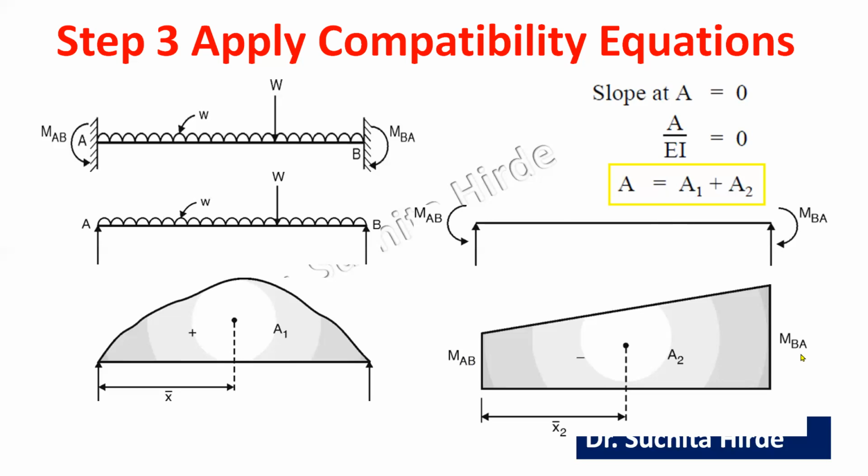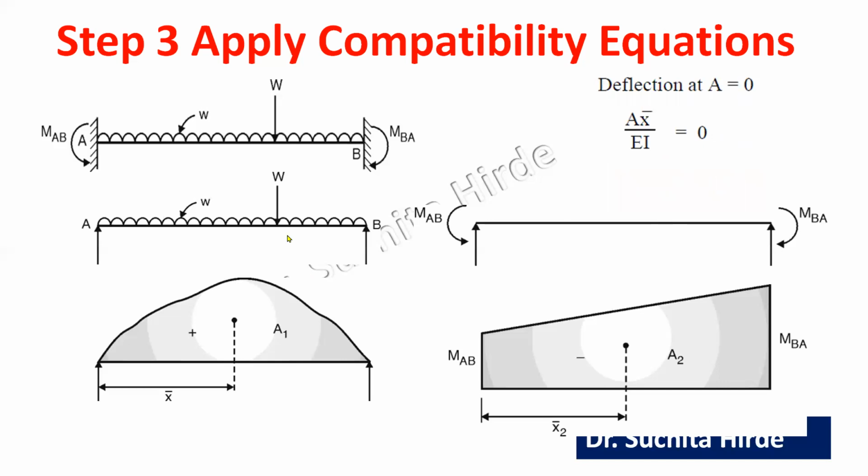We have 2 unknowns, so we will need 2 equations. The second equation is deflection at A is equal to 0. Since we are calculating deflection at A, we are measuring distances from A. So our equation is A x-bar upon EI is equal to 0. That means A1x1 plus A2x2. If EI is constant, then we can neglect this EI also. So in that case, A1x1 plus A2x2 is equal to 0. But if EI is different, you have to write the respective moment of inertia at respective places.